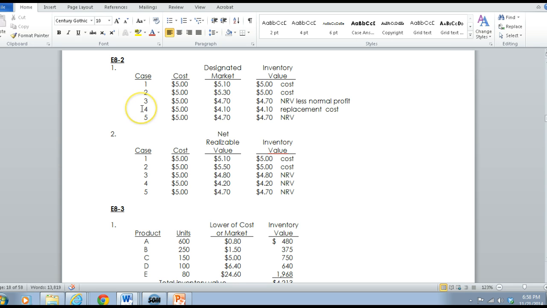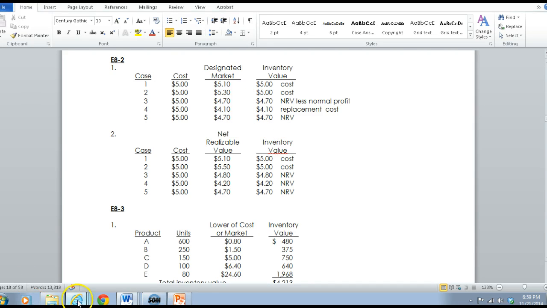In case 4, the cost is 5. When the market's 4.10, that's what we're going to use, 4.10. And then in case 5, excuse me, the cost is at 5. The market value is at 4.70. Therefore, we're going to put it at 4.70.